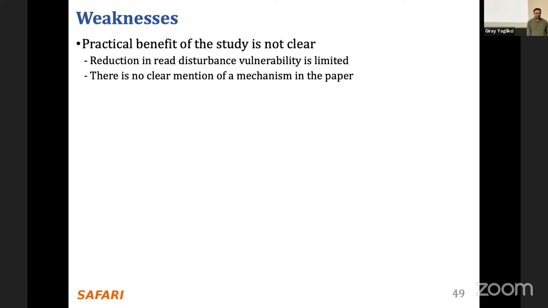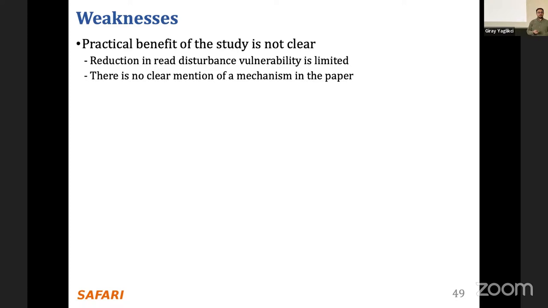So yeah, this is my paper and it has a major weakness: the practical benefit of the study is not really clear. Even though there is this experimental work, and some supporting evidence from SPICE simulations, the hypothesis makes sense, everything checks out, but the reduction in disturbance vulnerability is quite limited when you look at the numbers. On average, we can increase the activation count threshold by 4%, 5%, something like that. And in some corner cases, we observe an increase of up to 80-something percent, but it's not like a 10x increase, right?